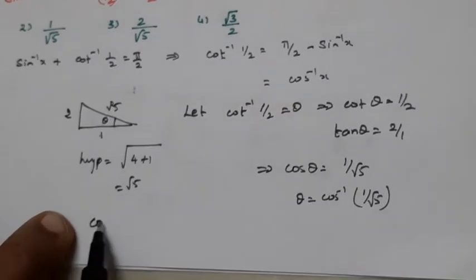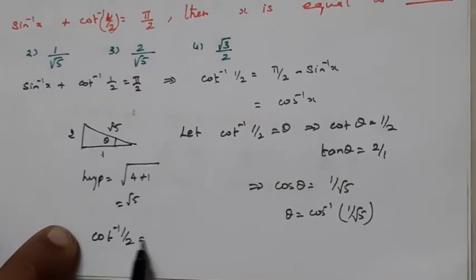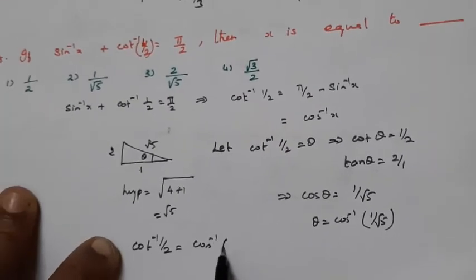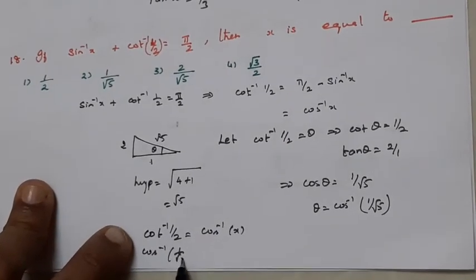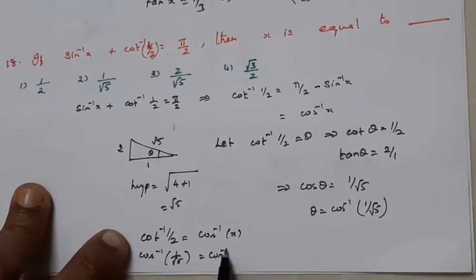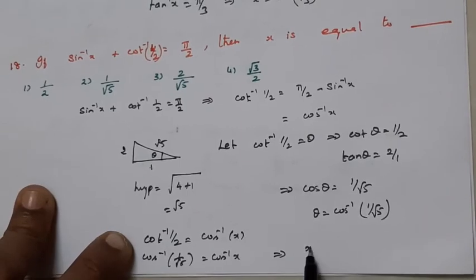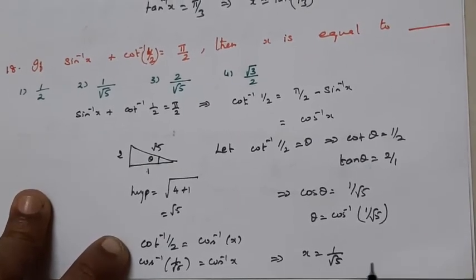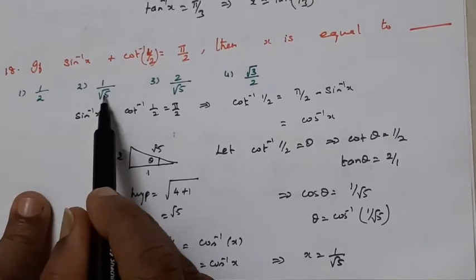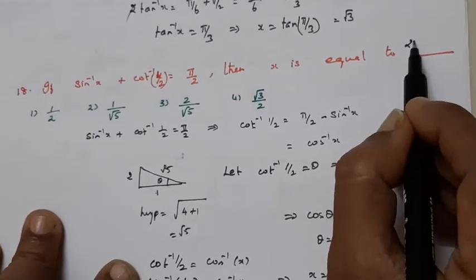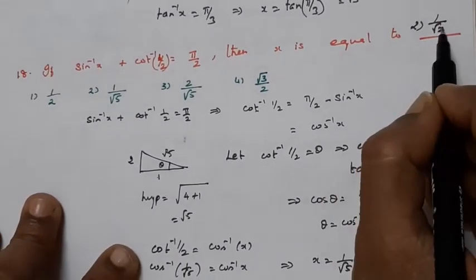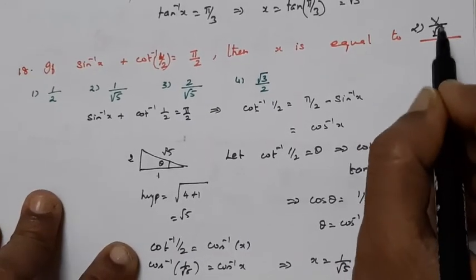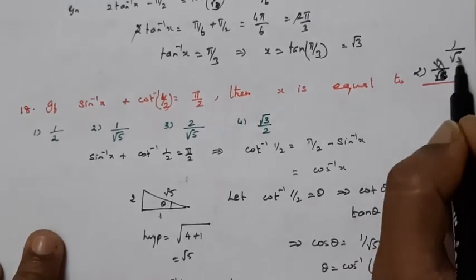So, cot inverse of 1 by 2 is equal to cos inverse of x, that is, this is equal to cos inverse of 1 by root 5, equal to cos inverse of x, and this implies that x is equal to 1 by root 5. So, that is option number 2. So, this problem takes the second option, that is 1 by root 5.